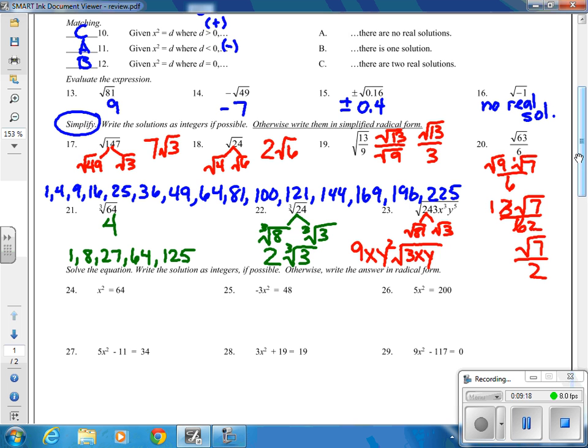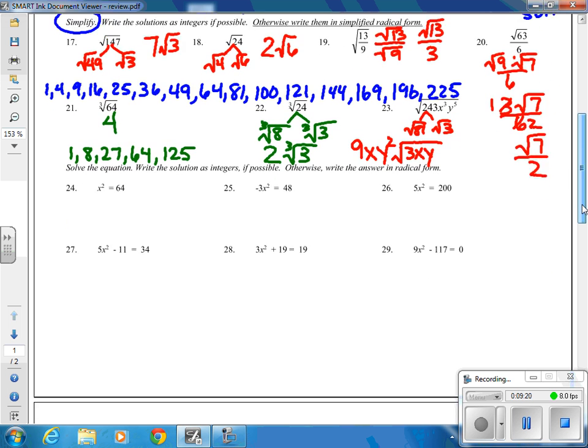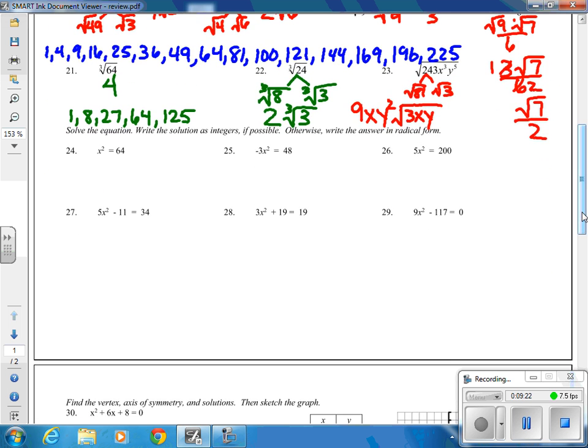All right, for 24 to 29, this is where you're solving your quadratic equations by using square roots. No factoring and no anything else. No quadratic formula, just straight up square roots. And this is where you have to remember to put your plus or minus sign if you need it. So for number 24, x squared is already by itself, so I can jump in and square root both sides. Because 64 is positive, I'm going to need a plus or minus sign in my answer, so I'm going to go ahead and put it already.